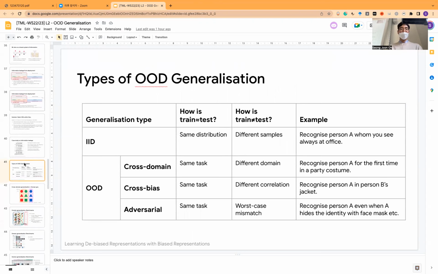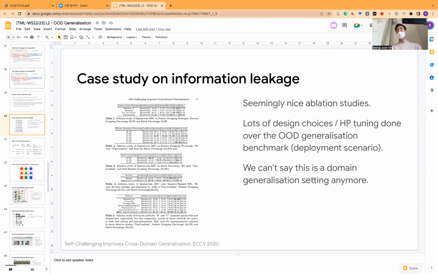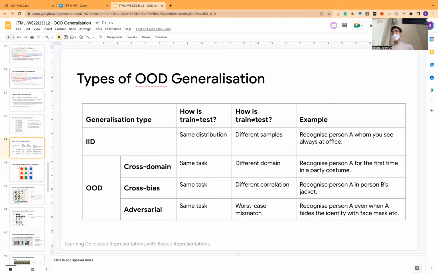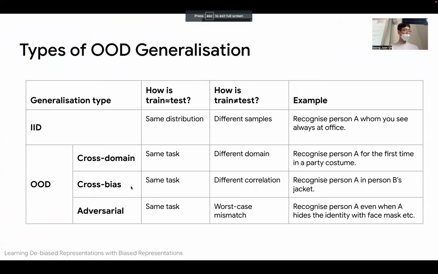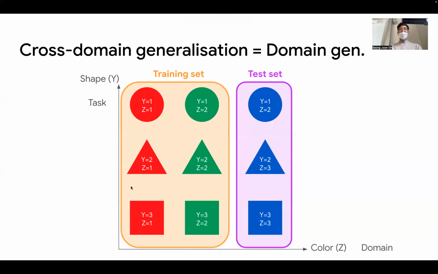Okay, so that was it for information leakage, all the discussions about settings and development, deployment. And now we wish to focus a bit on cross-bias generalization. Before that, I'm going to explain, based on a simple toy case, what I mean by domain generalization or cross-domain generalization. So there are two axes here. One is the task axis, which is shape, and the other is the domain axis, color.